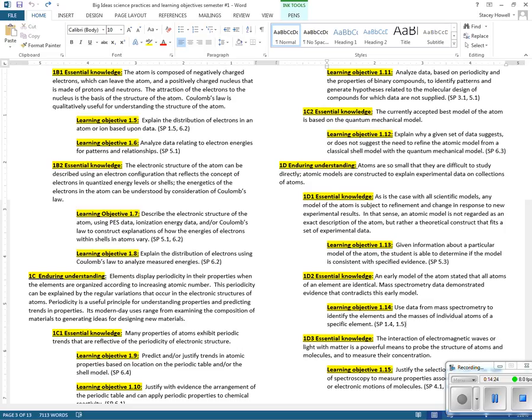Analyze data based on periodicity and properties of binary compounds. You could be forced to identify an alien element. Where would it fit? What families would it fit in according to its properties? Explain why a given set of data suggests or does not suggest the need to refine the atomic model.